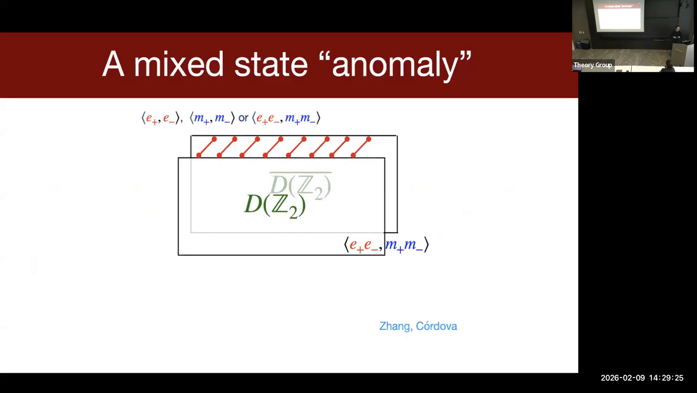Something curious happens once you do this. Once I change the boundary condition to be this E plus E minus and M plus M minus condensed boundary, which is the result of gauging the diagonal Z2 symmetry, or the weak Z2 symmetry, I can enumerate the possible gapped boundaries at the dynamical boundary. One by one, I can look at all of them and find that in all of them there's some kind of spontaneous symmetry breaking happening. So in no boundary condition do we get a unique ground state, so to speak, in this doubled space.